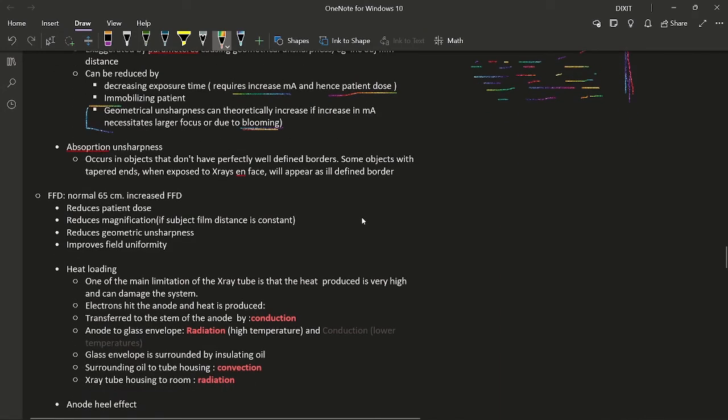Now just some key points regarding film to focus distance. Normally, it's about 65 cm. Now an increased film to focus distance helps reduce the patient dose. It reduces the magnification. If we consider the subject film distance as constant, it reduces geometrical unsharpness. It improves field uniformity.